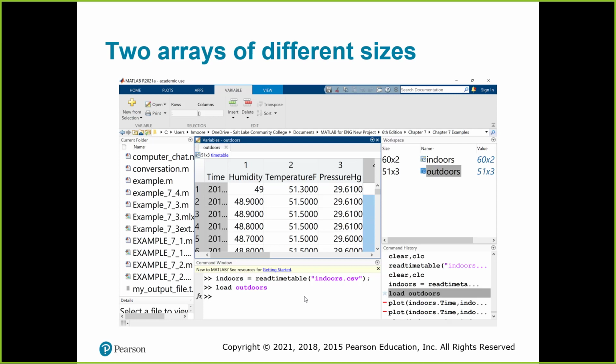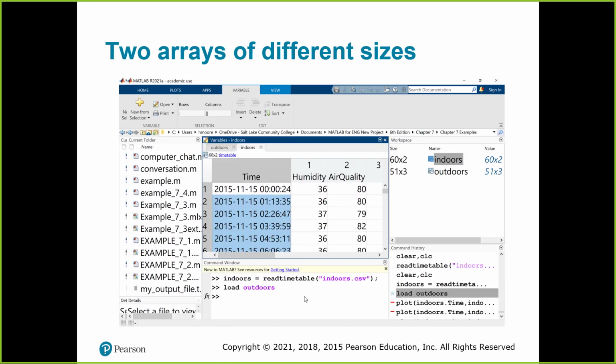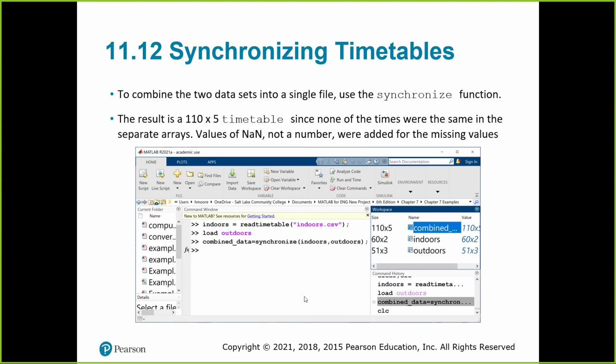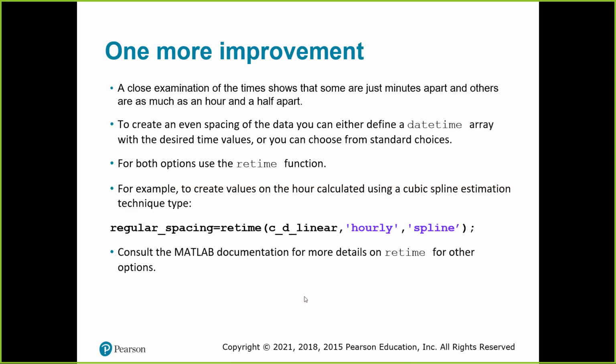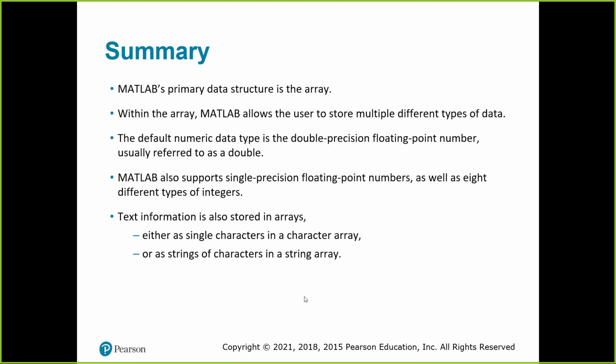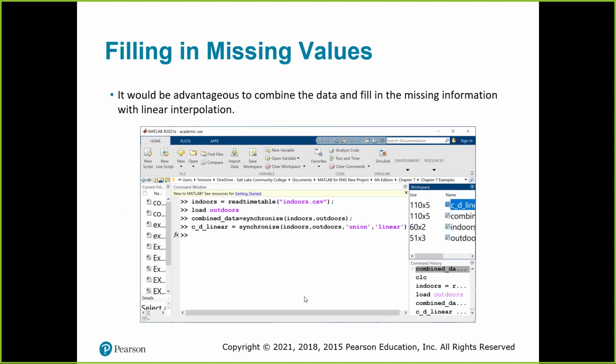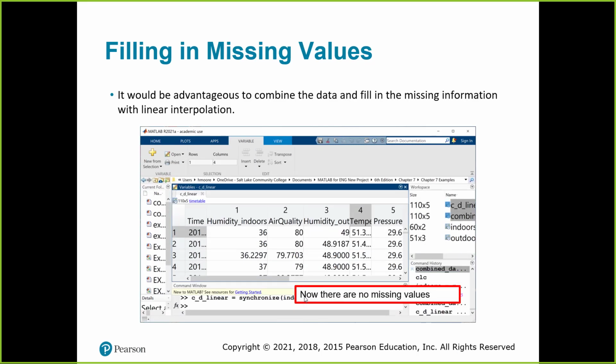Two different sizes of arrays. Synchronizing timetables. Okay, so here we had two different timetables, and let's see, did it do the plotting? Nope, it didn't. But it's pretty cool. If you look through the book, it synchronizes them so that you get a much better plot. It does a linear interpolation, and it's really neat.